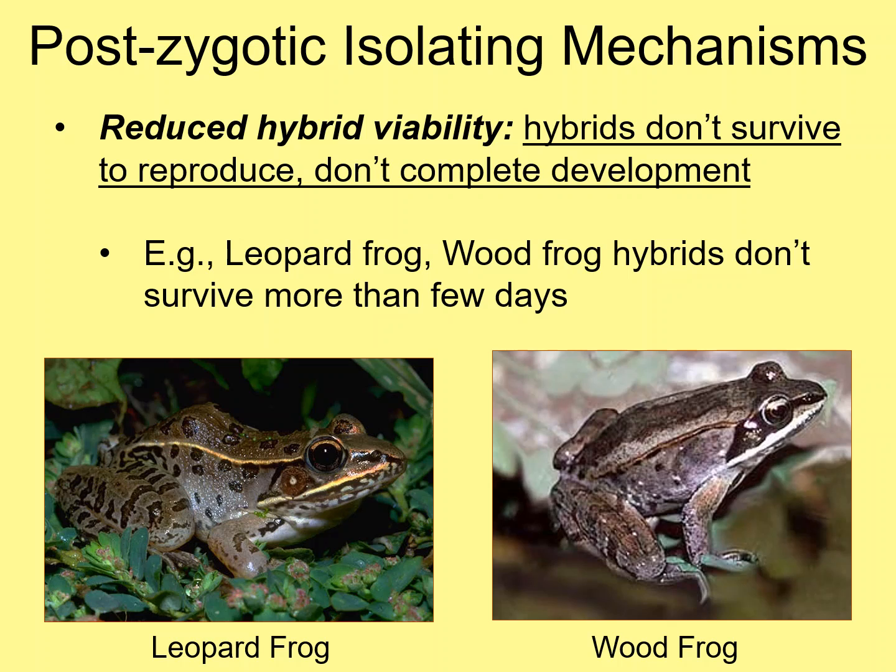So for example, we have a zone in basically Northern California, right over the Oregon border, where the ranges of leopard frogs and wood frogs overlap. And as you can see from the pictures, they look quite similar.